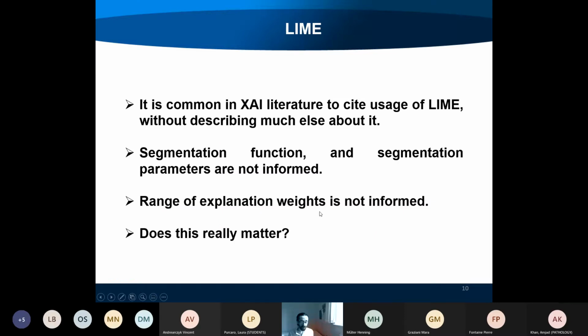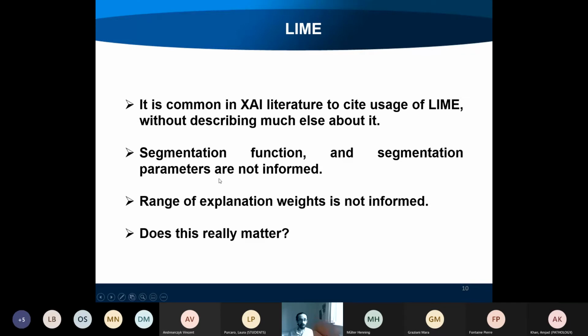One of the things with LIME is that it's very common in explainable AI literature. In general, you see it being used more and more. The two most cited techniques for explainable AI are LIME and Grad-CAM. There are other ones that are being used more and more, but usually the most cited ones are LIME and Grad-CAM.